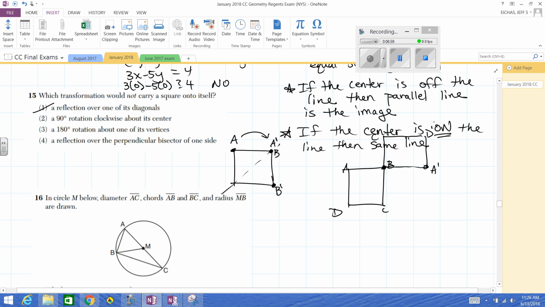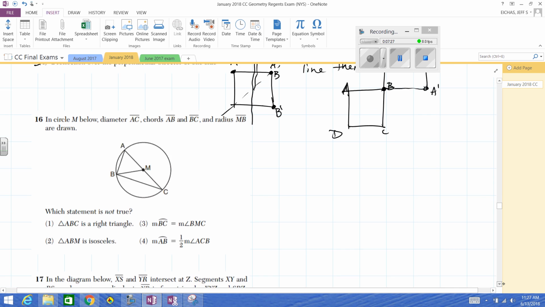So what happens is, basically, I look at it like this. This image creates a new outline. In other words, every point from the pre-image does not necessarily have a match on itself. So there it is. Reflection over a perpendicular bisector, yeah, that's going to do it. So 3 is not going to carry onto itself. All these other ones will.